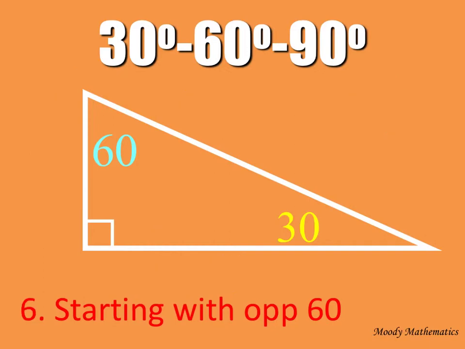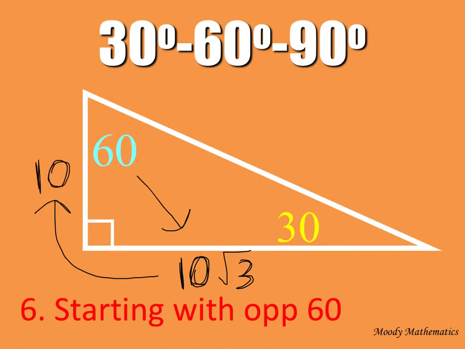Now, one more example. We're starting with opposite 60, and this is 10 root 3. Going this way, you would divide by root 3 to just get 10. And then going this way, we'd get 10 times 2, which would be 20.